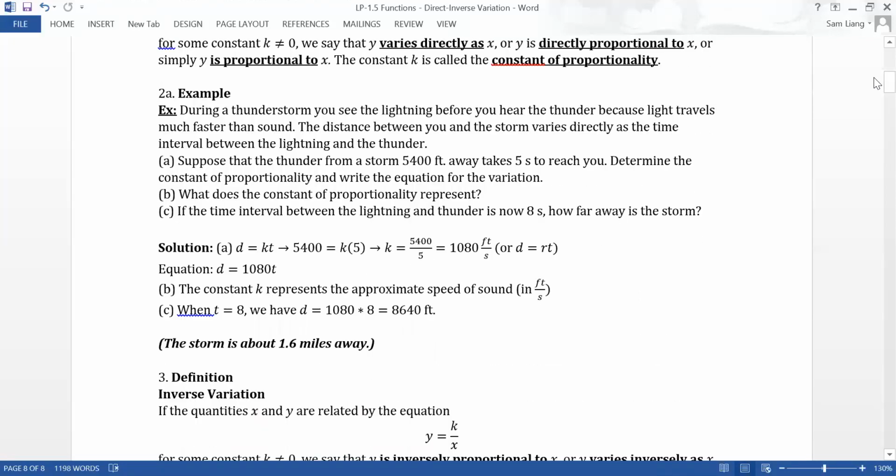During a thunderstorm, you see the lightning before you hear the thunder, because light travels much faster than sound. The distance between you and the storm varies directly as the time interval between the lightning and the thunder. Suppose that the thunder from a storm 5,400 feet away takes 5 seconds to reach you. Determine the constant of proportionality and write the equation for the variation.